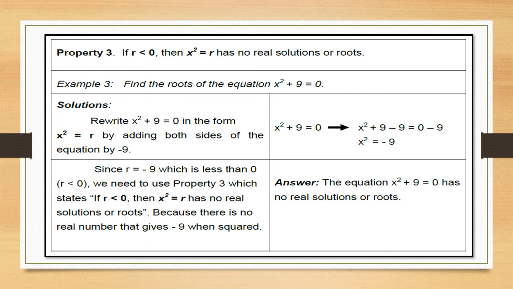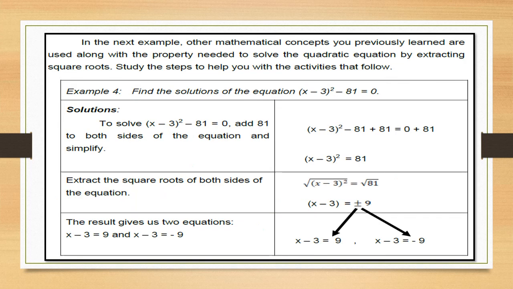Since r equals negative 9, which is less than 0, we need to use property 3, which says that if r is less than 0, then x squared equals r has no real solutions or roots, because there is no real number that gives negative 9 when squared. So the answer: the equation x squared plus 9 equals 0 has no real solution or roots.